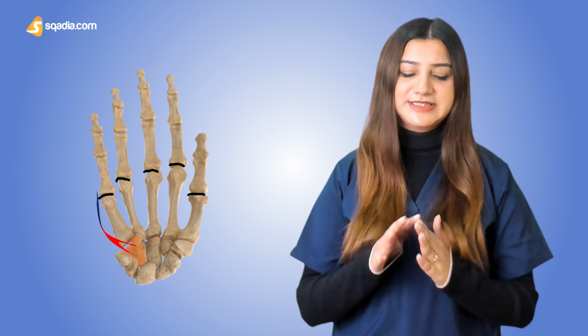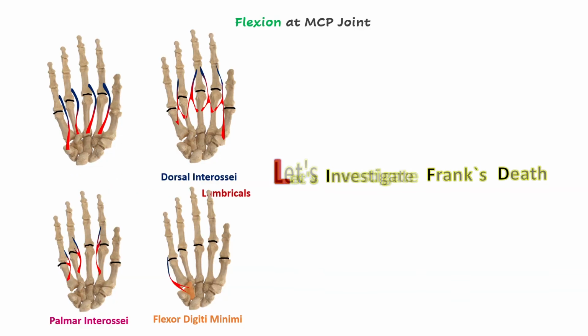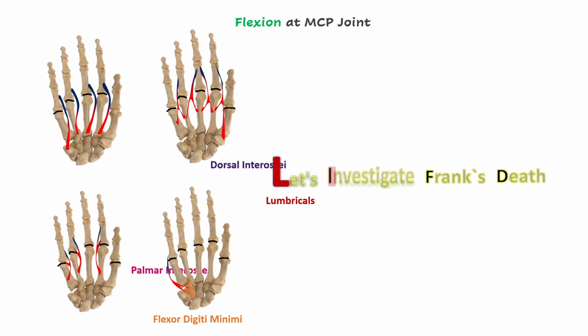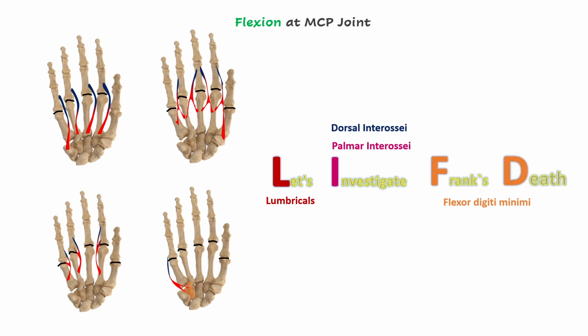We have three muscles in this joint: the lumbrical, the interossei, and the flexor digiti minimi only at the fifth digit, as I told you before how to count the digits. A mnemonic for these muscles can be, "Let's investigate Frank's death," where L denotes lumbrical, I denotes interossei, and in "Frank's death," F and D denote flexor digiti minimi.